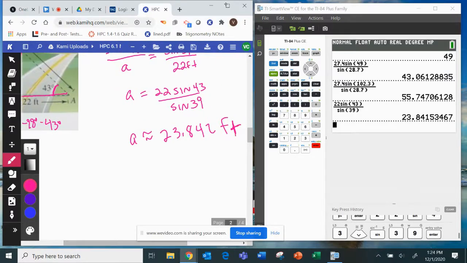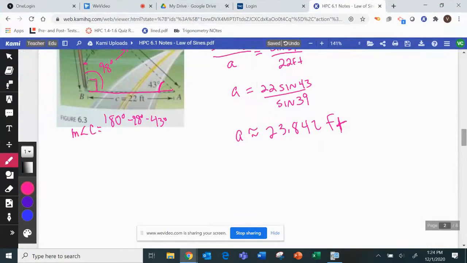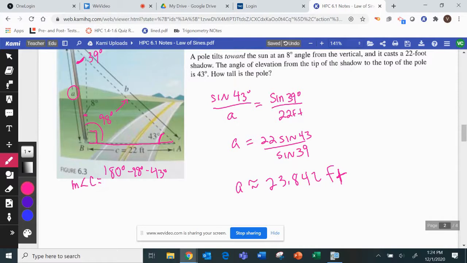If the pole was 90 degrees, and if that bottom was 45, this is pretty close to a right isosceles. It's pretty close to it. So having an answer that's pretty close to the 22, I think seems reasonable. Did that make sense where I was going with that? Okay. I see it in my head.